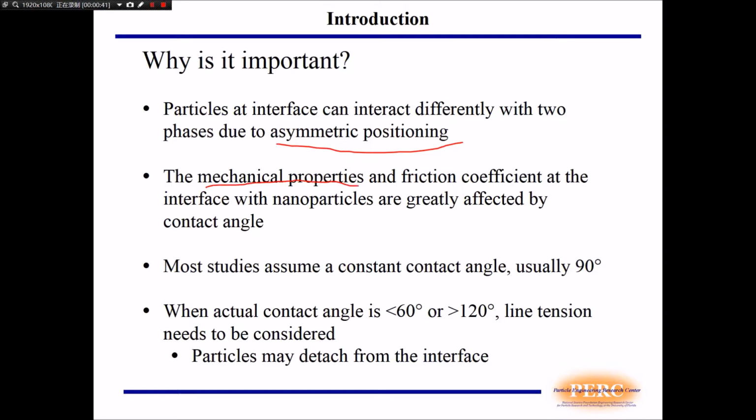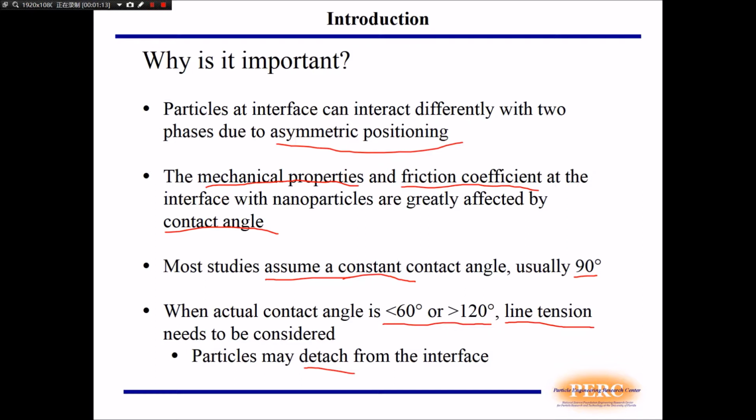The mechanical properties and friction coefficient of the interface with nanoparticles are greatly affected by contact angle. Due to difficulty of measuring contact angle of nanoparticles, most studies assume a constant contact angle, usually 90 degrees. When the actual contact angle is smaller than 60 degrees or greater than 120 degrees, it becomes strongly dependent on line tension. In the worst case, the particles may detach from the interface due to line tension.